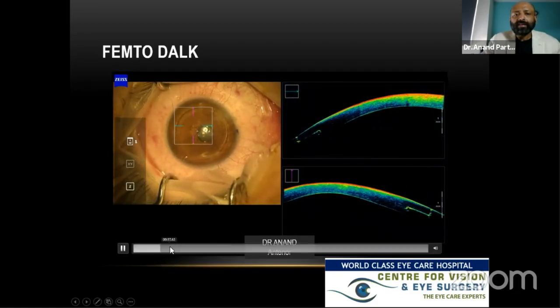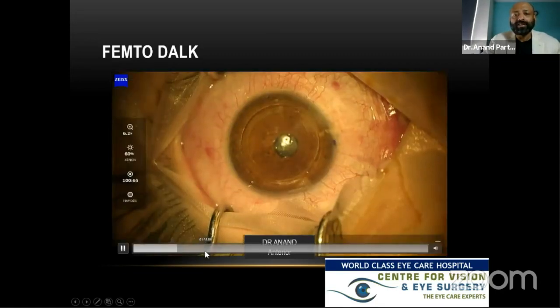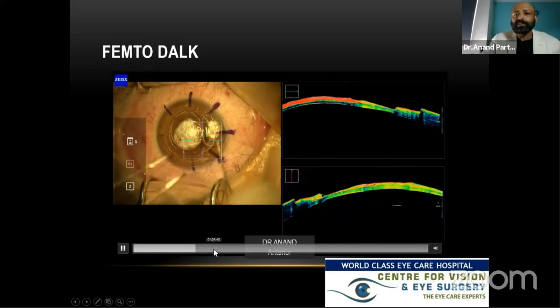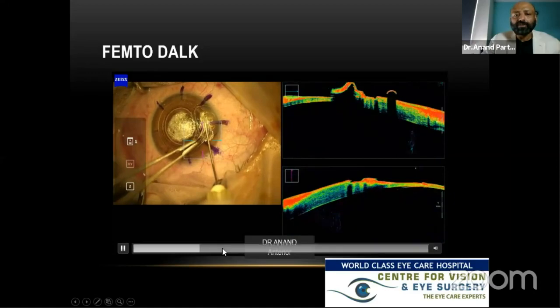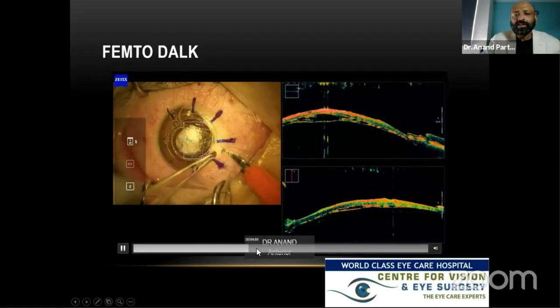Because the tricky part in femtosecond, remember, is sometimes you don't actually get the bubble as you would really want. So you peel off this. We decided to do a manual dissection because we were not getting a separation of the posterior stroma. I tried an air emphysema, I was not getting it. Then we decided to basically go ahead with a manual dissection.